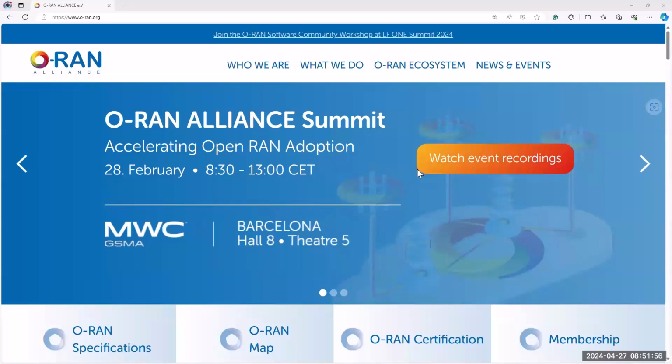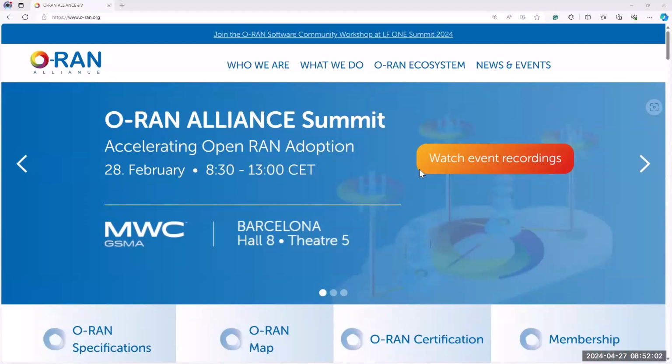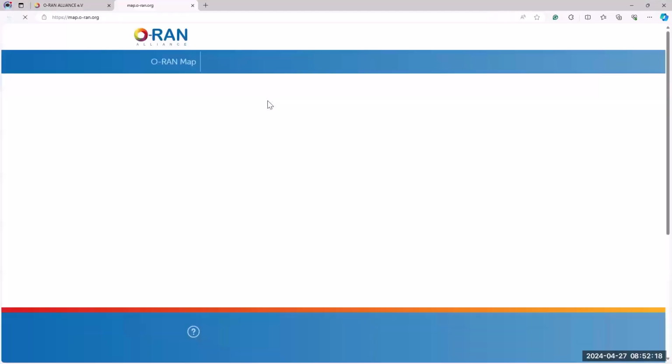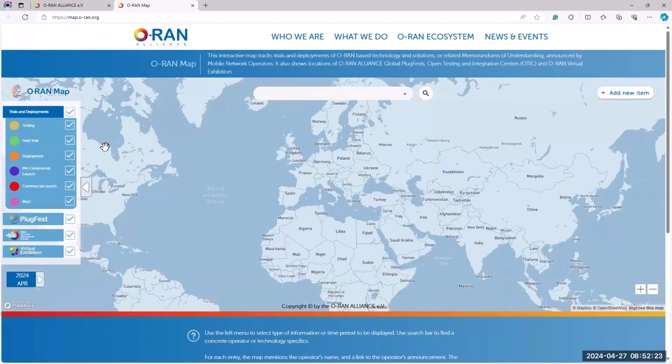Now, if you want to see the different activities happening around the world in Open RAN, so that you will not be confined in the context of the Philippines. Because if you just look into the Philippines, we are not there yet. But if you look at a global scale, you will see that there's a lot of happenings already in terms of Open RAN. If you look at the map, you will see the different testing centers, some field trials, deployment, commercial launch.